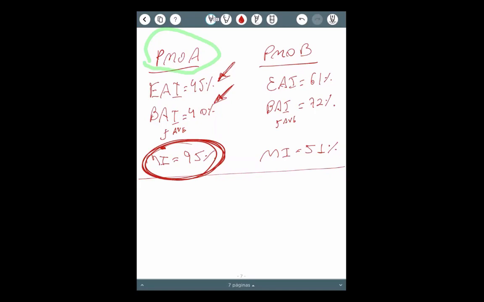When you go to PMO B, look, the maturity is not very high. So there is a way here that should be followed to improve the maturity, so we can improve what we are doing. But it looks like we are doing what we have to do. So showing value is just a question of time. As we mature what we are doing, possibly we will start to show more value, okay?